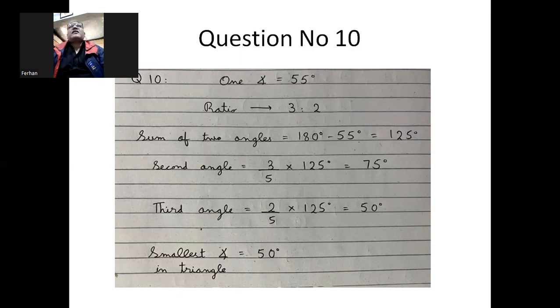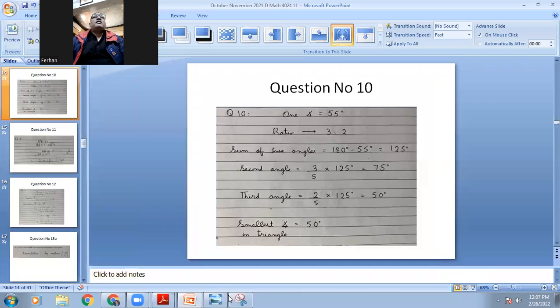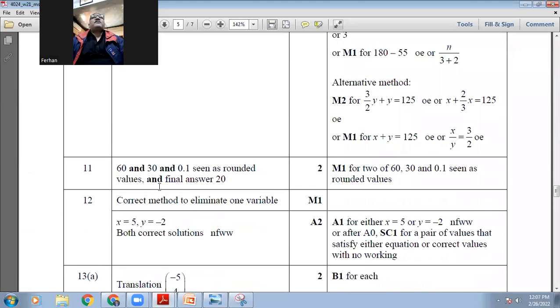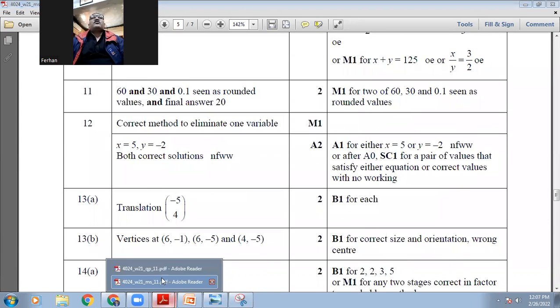So the smallest angle, there are three angles, 55, 75, and 50. So the smallest angle will be 50 degrees. So this is how you do question number 10. So let's check the marking scheme. So 50 is the smallest angle. Let's look at 50. Yeah, our answer is right. Okay, so now we are on question number 11.